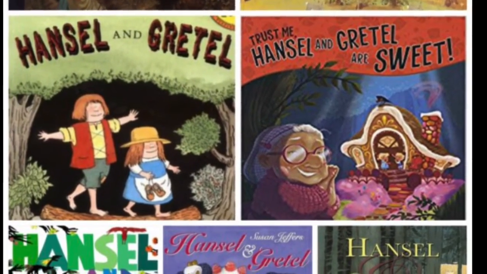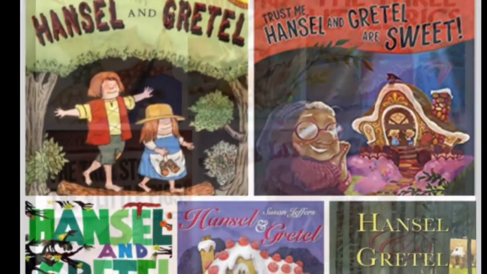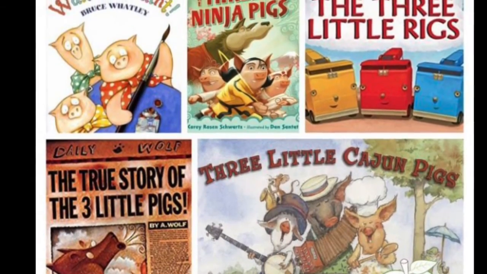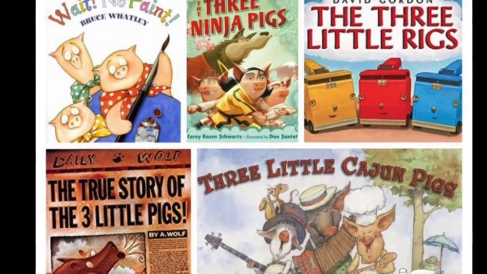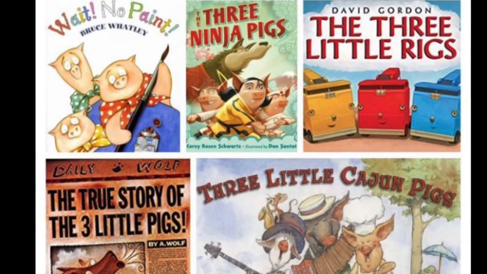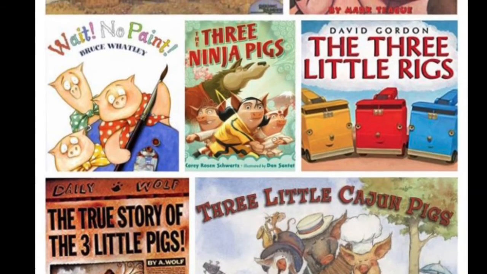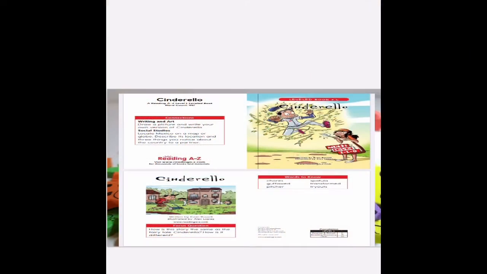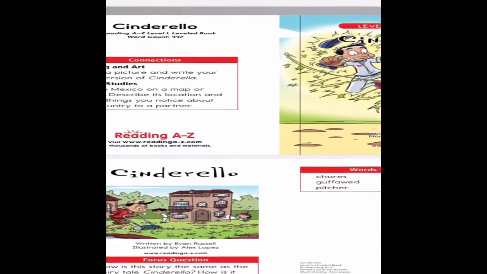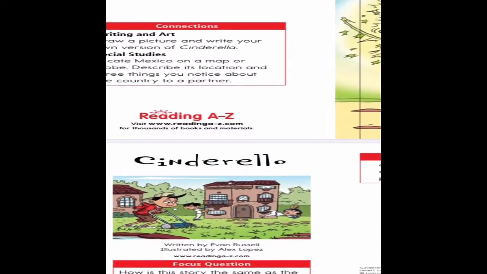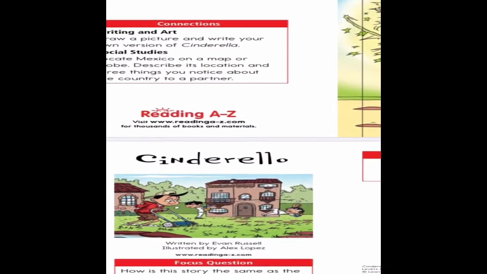So you may find books such as Hansel and Gretel or The Three Little Pigs, where you'll find many different versions of the same story. They change it up, and they change the characters around, but the story is very similar, yet different at the same time. As I mentioned before, today we will be reading Cinderella, written by Evan Russell, illustrated by Alex Lopez.